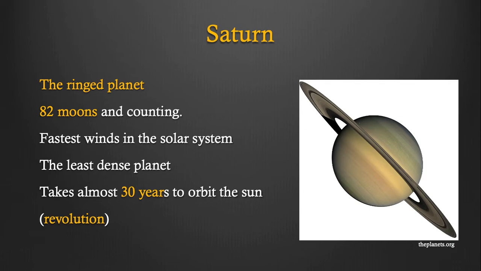Saturn is known as the ringed planet. It has 82 moons right now, but that could go up. It has the fastest winds in the solar system. It is the least dense planet, and it takes almost 30 Earth years to orbit the sun, and that's a revolution.